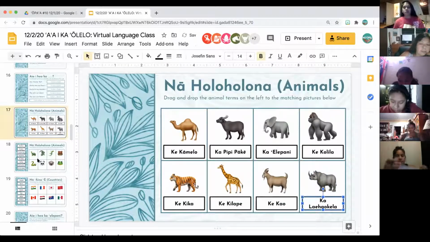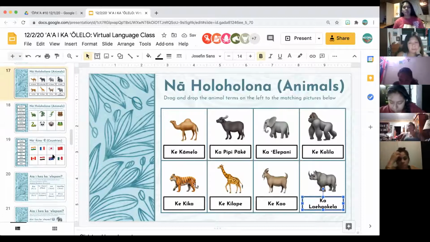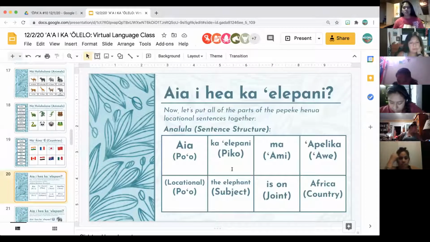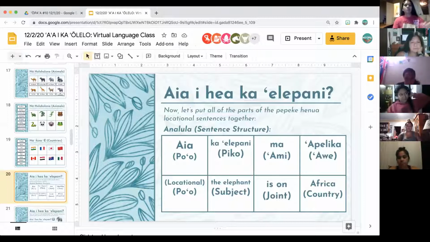Okay, so we have our next set of animals that we're going to be using, and that is ʻAʻa ʻIhea ka ʻElepani. Can you type what that means in the chat? Easy kind of things, not too hard. Yeah, good. So what does that mean, Leilani? I know you're new, but you want to try? Where's the elephant? Exactly.